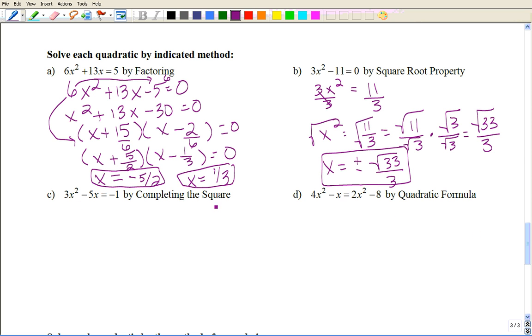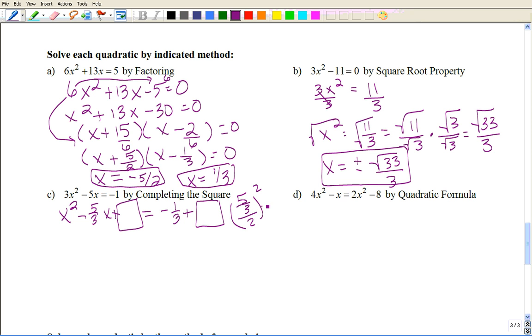For the next one, we're going to solve by completing the square. So for completing the square, we want to make sure that this a term, we can take that out. So if I divide every single thing by 3, we'll have x squared minus 5/3 x equals negative 1/3. So then, remember, this is where I would draw the box, and I'd say, okay, what goes here? I'm adding b over 2 squared to both sides. So b over 2 means I'm going to have to take the 5 over 3 divided by 2 and then square it.